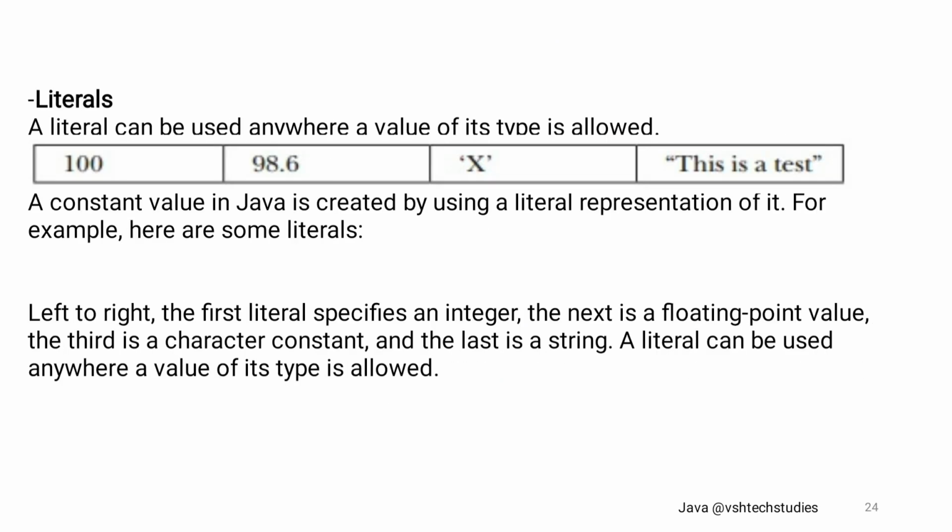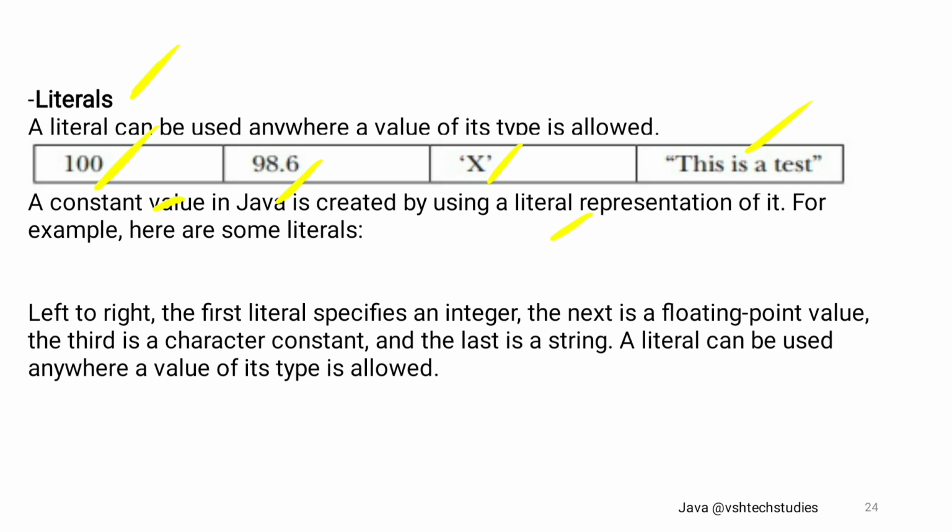The next element is literals. When we want to give the value of data as 100, then we type 100. This group of characters will give the value 100 only; that is fixed, and it will always carry the value 100, so that value is constant. Such groups of characters are called literals. Here a float value is given, here a 100 value, here a character value, here a string value. These are literals. A constant value in Java is created by using the literal representation of it.